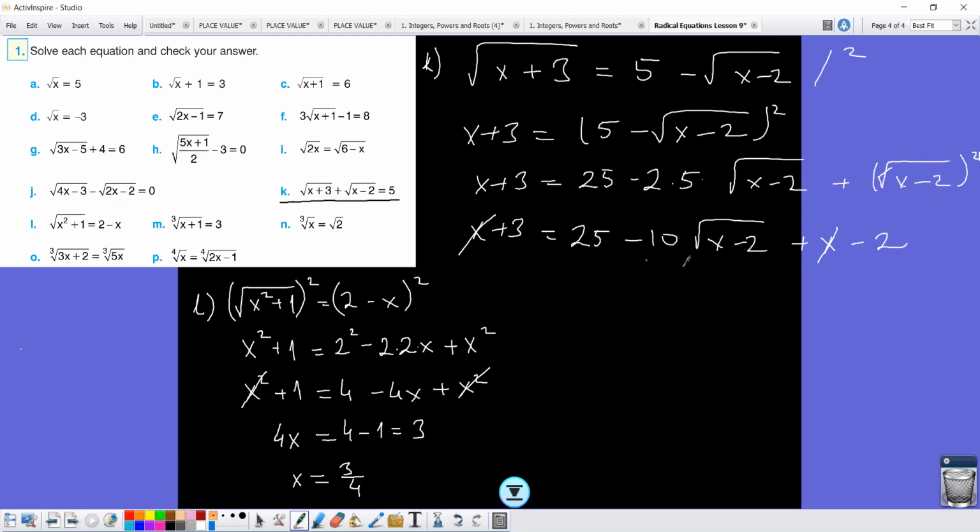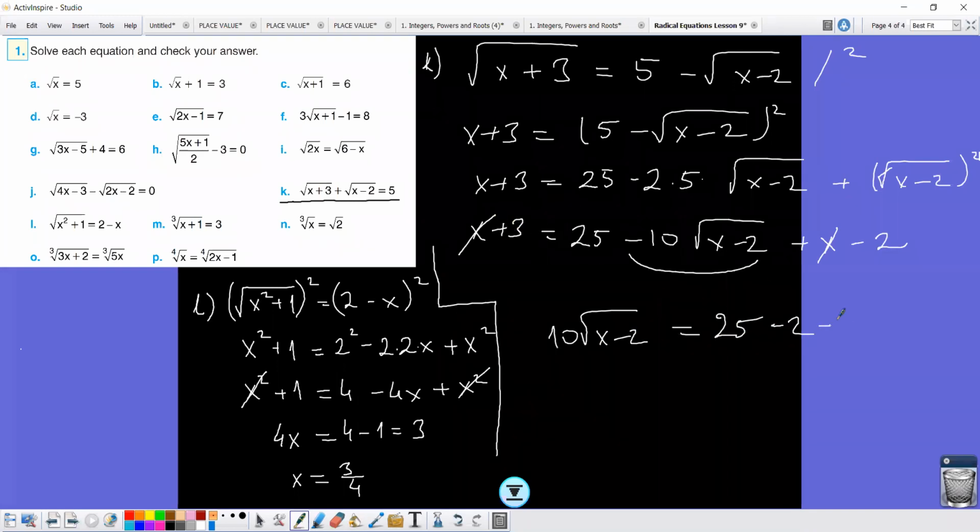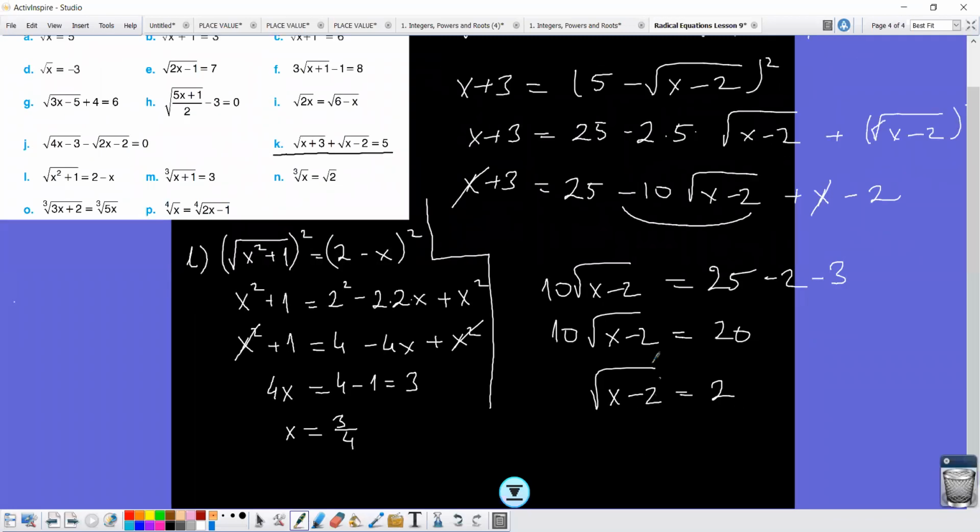So when I take this one to the other side, it will be 10 root of x minus 2 is equal to, here what I have, 25 minus 2, and I'm taking this 3 to the other side, it will be minus 3. Now what we have, 10 root of x minus 2 is equal to 25 minus 2, 23 minus 3, 20. Now I can simplify 10 and 20, and it will be root of x minus 2 is equal to 2. Now, see, still I have the radical expression.